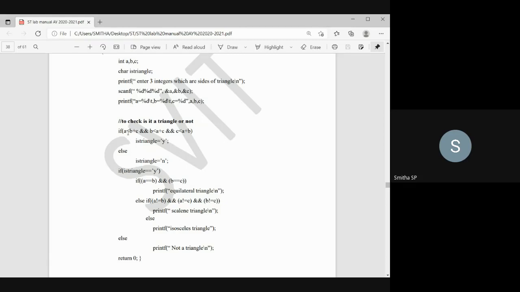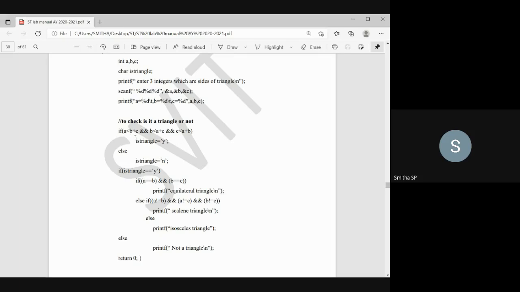Here you are checking that side a is less than the sum of the other two sides, and similarly you have to check with the other sides also. So the condition is: if a is less than b plus c, and b is less than a plus c, and c is less than a plus b. If you want to frame a triangle, this condition should be satisfied. If any of the sides are not satisfying this condition, then it doesn't form a triangle at all.